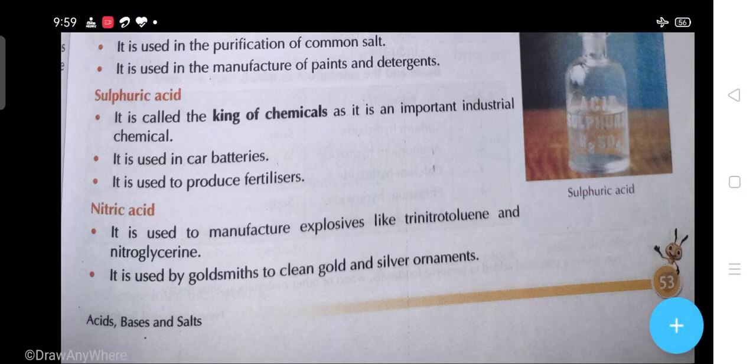Then about nitric acid, it is used to manufacture explosives like trinitrotoluene and nitroglycerin, and it is used by goldsmiths to clean gold and silver ornaments. So these are the uses of different mineral acids, which can be called strong acids.